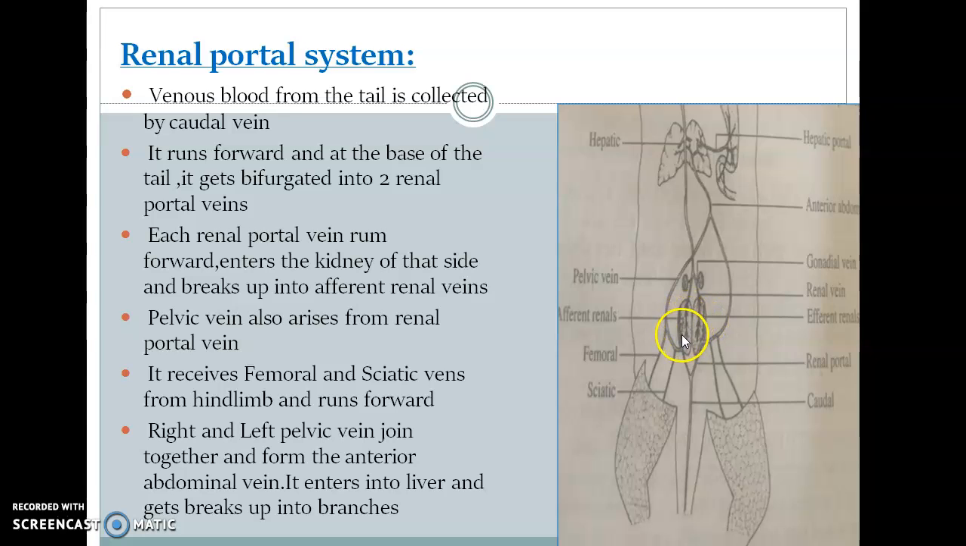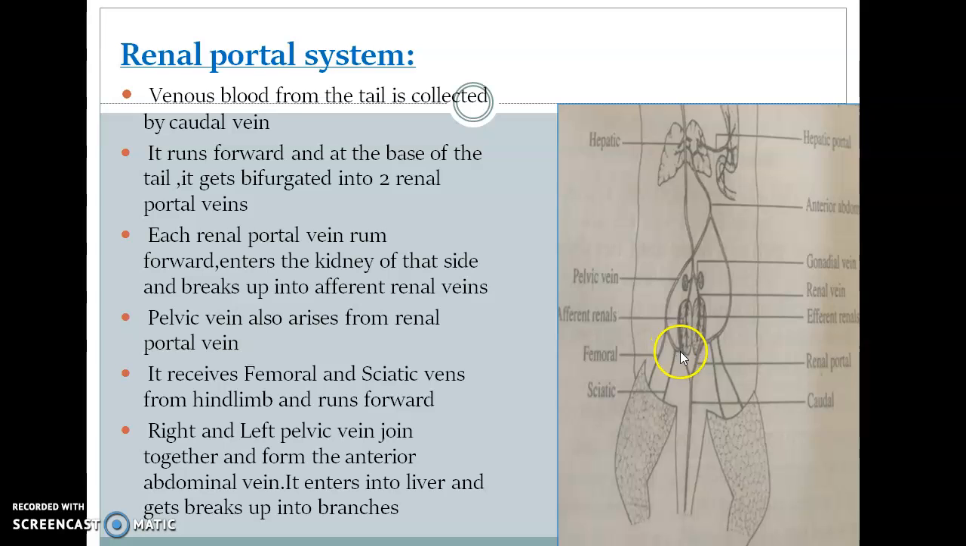Okay, and in the kidney of that side it breaks up into several branches, called the afferent renal veins. So from the caudal vein it gets bifurcated into the renal portal veins, and the renal portal vein again branches into afferent renal veins. Then the pelvic vein also arises from this renal portal vein. In addition to the afferent renal veins, there is another vein, called the pelvic vein, arising from this renal portal vein.